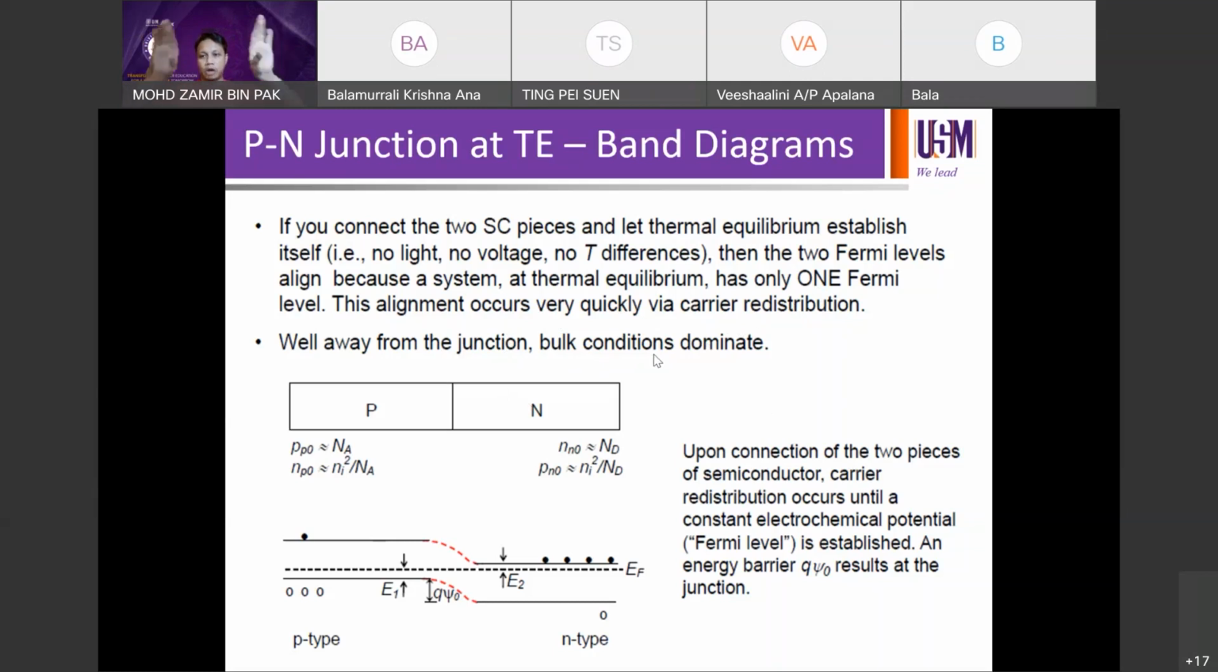So that means if you go away from the junction, the condition is basically the same. You are still with pp0 equals NA, np0 equals ni squared over NA, and the same goes for n-type. The original condition remains the same because they simply don't see the gradient, because they're just away from the junction.